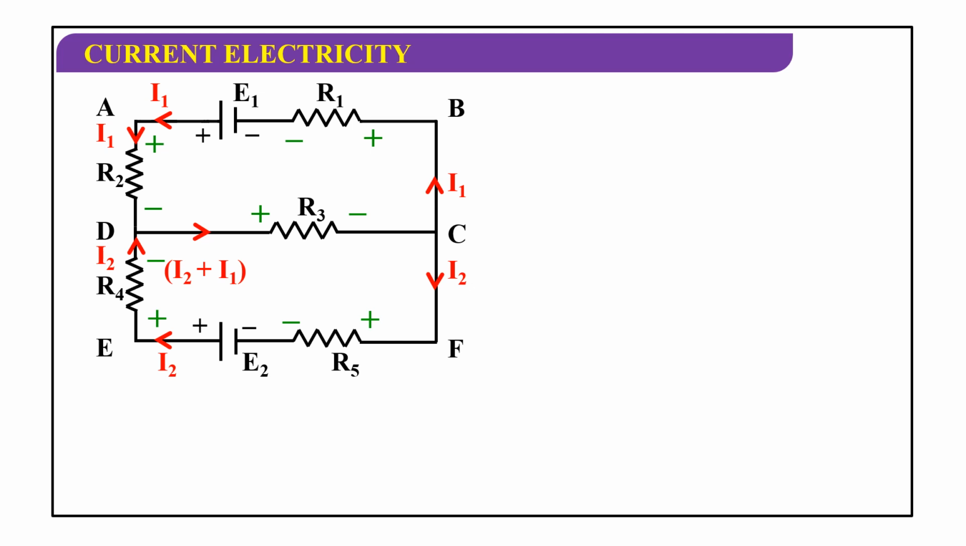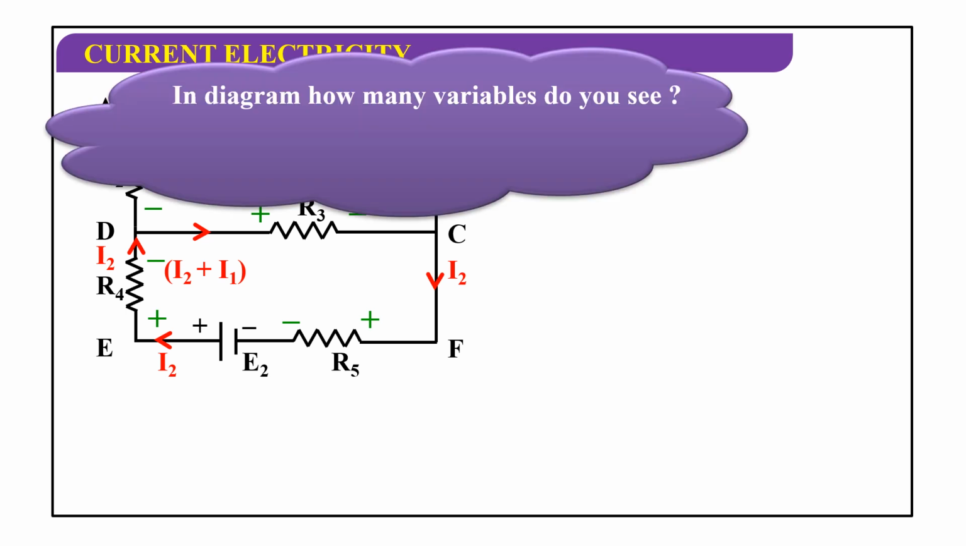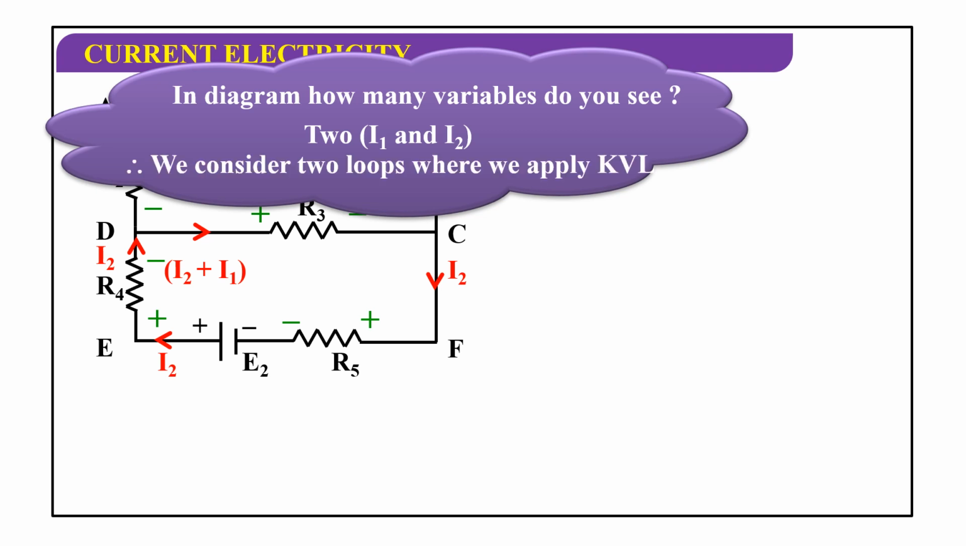If you don't understand it, please pause it and try to see it properly following the sign convention. I think that would make it clear. In the diagram, how many variables do you see? Two, I1 and I2. We consider two loops where we apply KVL.